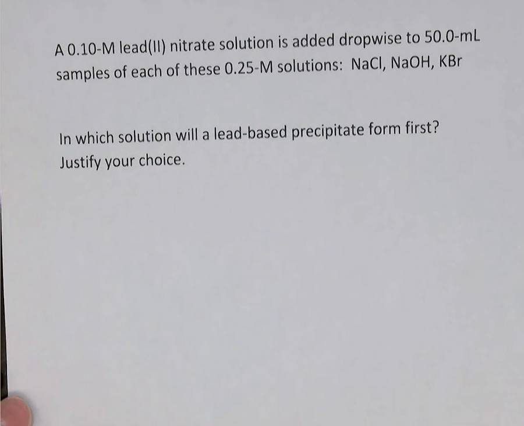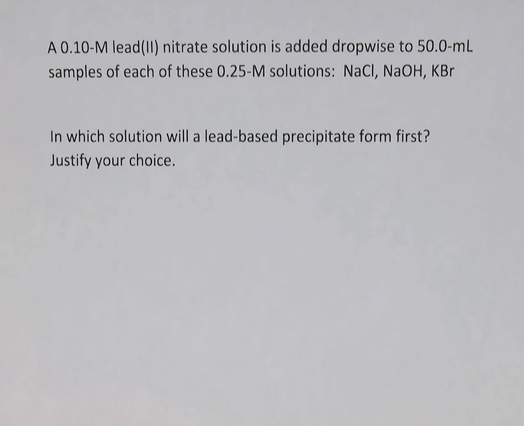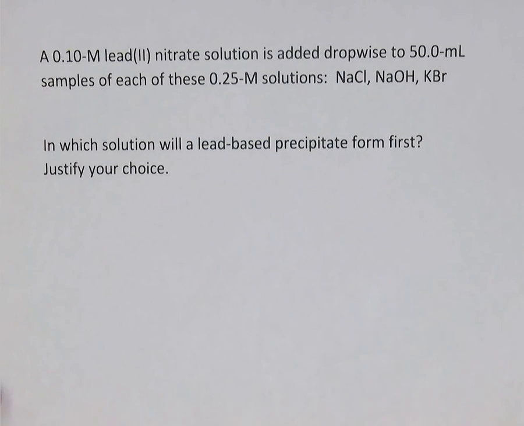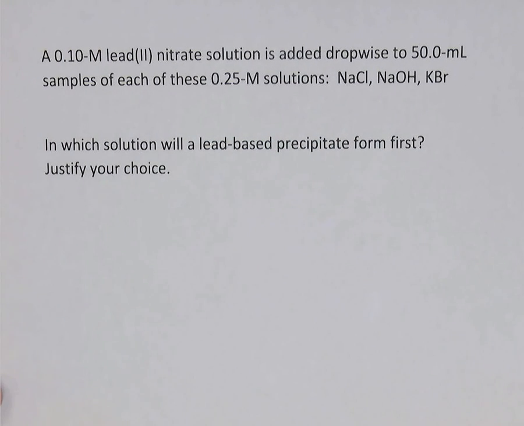Alright, let's look at one last problem here. A little bit different. There's no calculations required in this problem. See if you can pause the video and answer it yourself. You'll need access to a table of KSP values. So we have a 0.1 molar lead nitrate solution. We're adding it dropwise to 50 milliliter samples of sodium chloride, sodium hydroxide, and potassium bromide. In which solution will a lead-based precipitate form first?